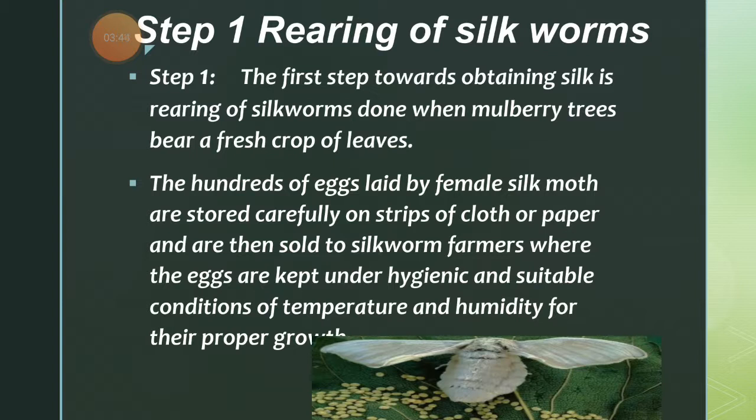Step 1. Rearing of silkworms. The first step towards obtaining silk is rearing of silkworms, done when mulberry trees bear a fresh crop of leaves. The hundreds of eggs laid by a female silk moth are stored carefully on strips of cloth or paper, and are sold to silkworm farmers, where the eggs are kept under hygienic and suitable conditions of temperature and humidity for proper growth.